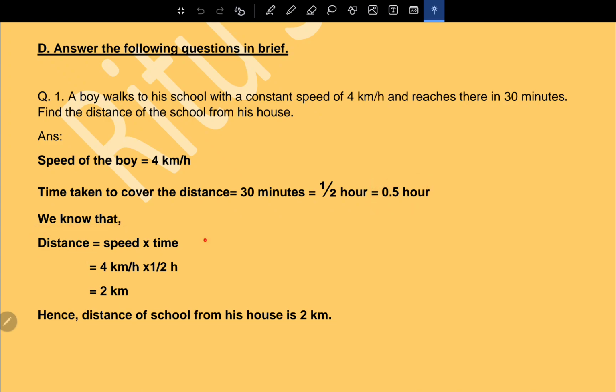We know that distance equal to speed into time. Just we have studied. So this is 4 km per hour into 0.5 hour. So hour is cancelled, and this is 2 km. So hence distance of school from his house is 2 km.